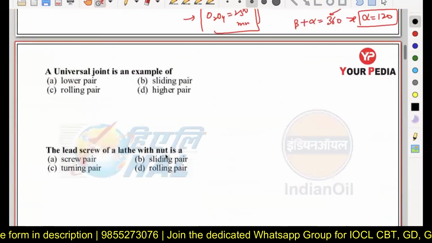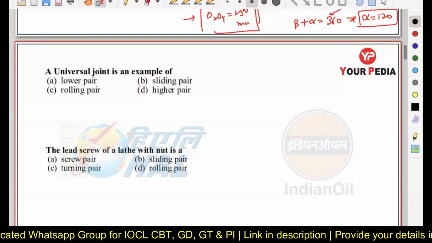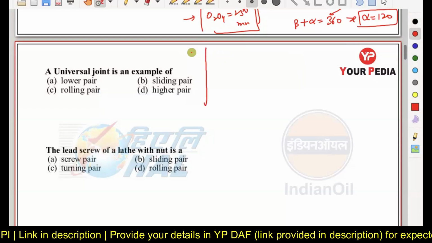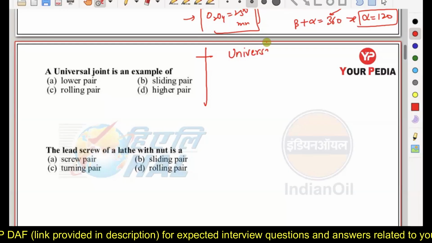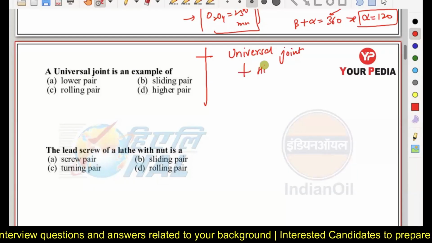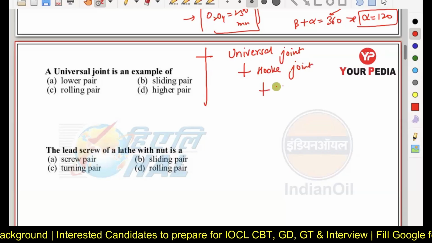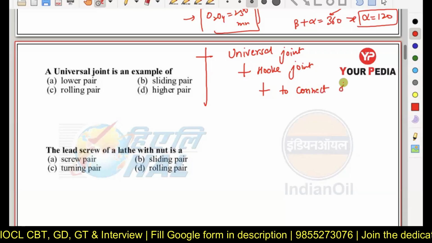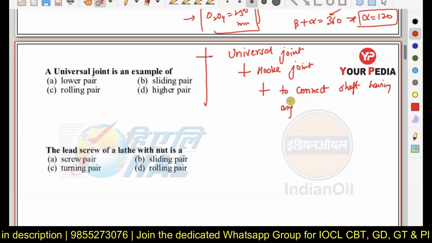Next part. A universal joint is an example of lower pair, sliding pair, rolling pair, and higher pair. So in the Curio machine, we have two types of joints here. The first one is known as the universal joint, whose alternative name is the Hooke's joint. Why do we use the Hooke's joint or universal joint? To connect two shafts having angular misalignment.